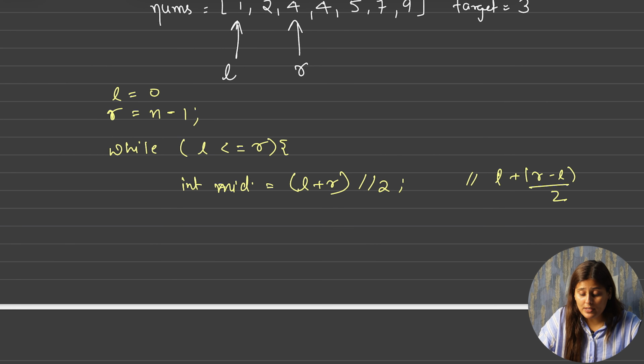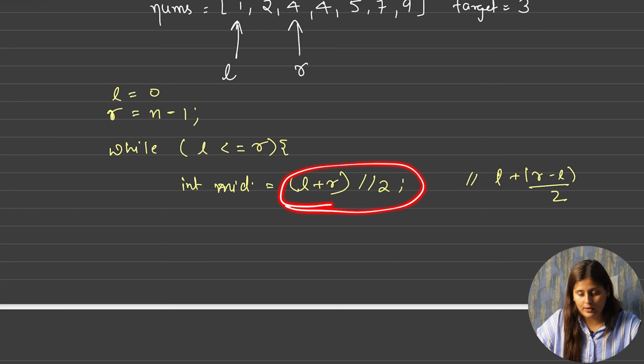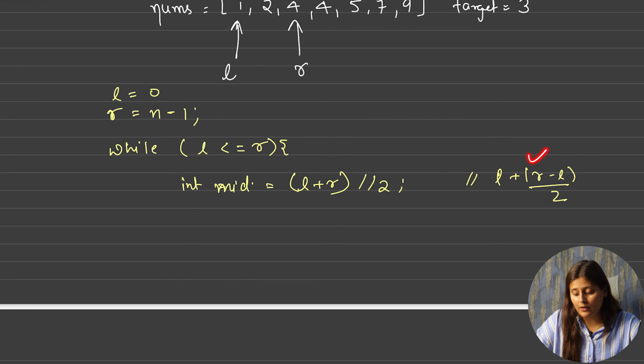Why so? Because if right is so big, first you will add that number and then only divide. So left plus right might go beyond the integer limit. Now in that case it won't run. Hence we have to go with this, means even if right is so big now, we will subtract the left index first and then divide by 2.